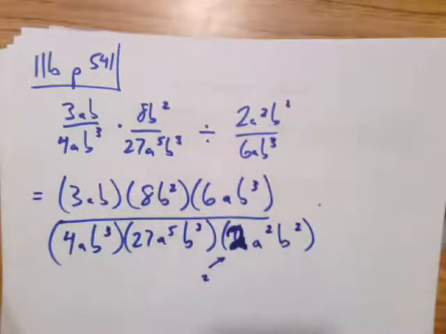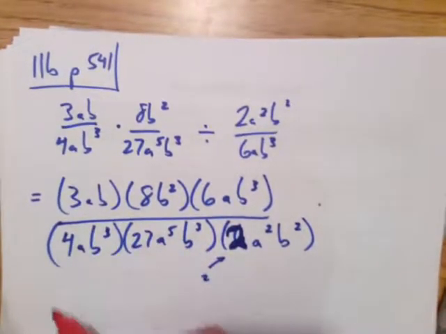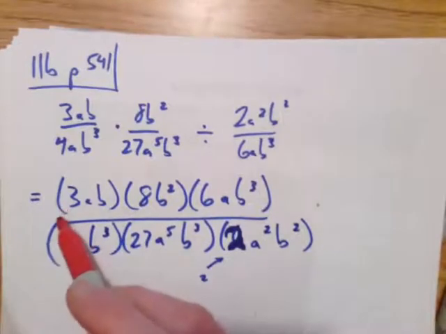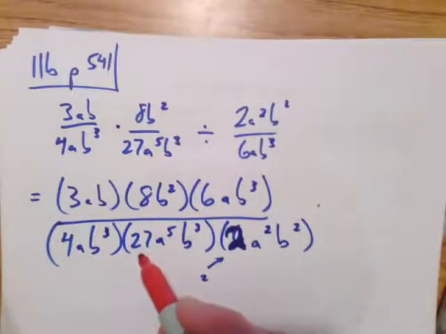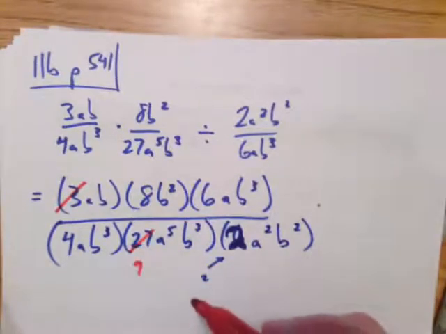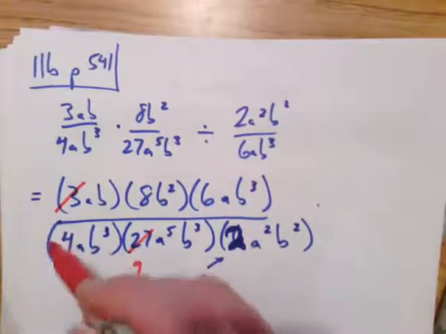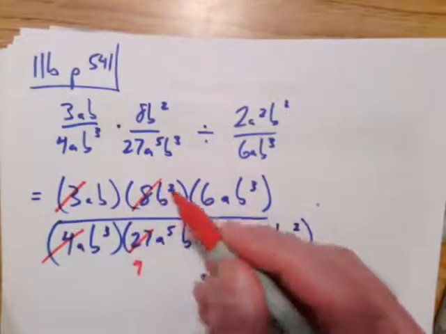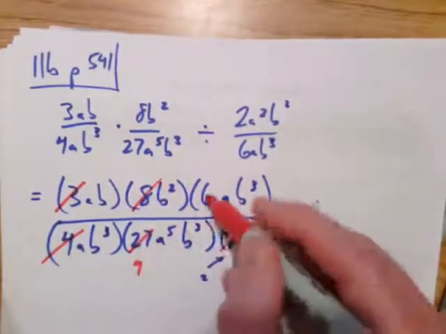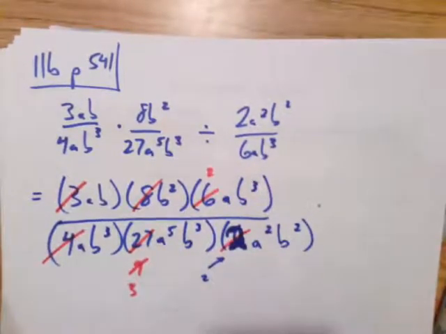I'll go red. Let's start with this 3. 3 goes in 27 9 times. So there's a 9 left over. The 2 and the 4 make 8. 6 and the 9: 3 goes into both. It goes into 6 twice. Goes into 9 3 times.